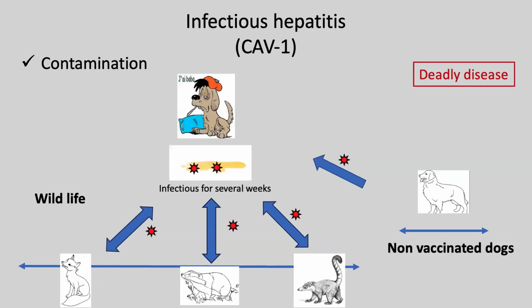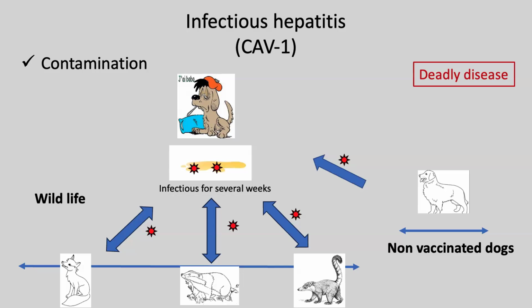We have something quite similar with the adenovirus that is responsible for infectious hepatitis. Once again, it's a deadly disease, and the sources of contamination are more or less the same: non-vaccinated dogs and wildlife. But the main difference is that we don't need direct contact between the reservoir and the dog, because probably the main infectious source of the virus is the urine of infected animals. So indirect contamination is a very easy way to contaminate dogs.